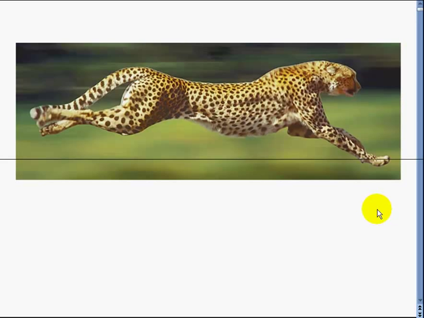But how do we know that these changes are occurring? How do we know how much genetic variation is in a cheetah population from one generation to the next? How can we prove that evolution is occurring or that a population is in equilibrium?